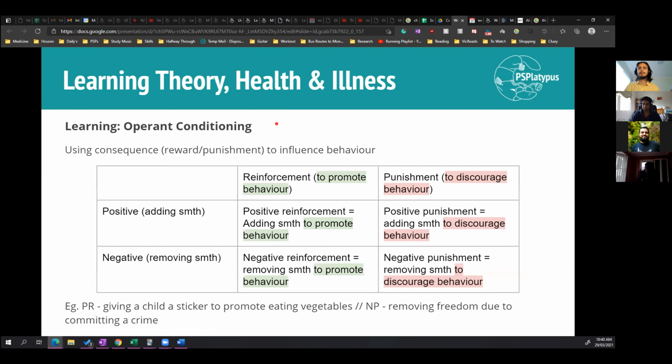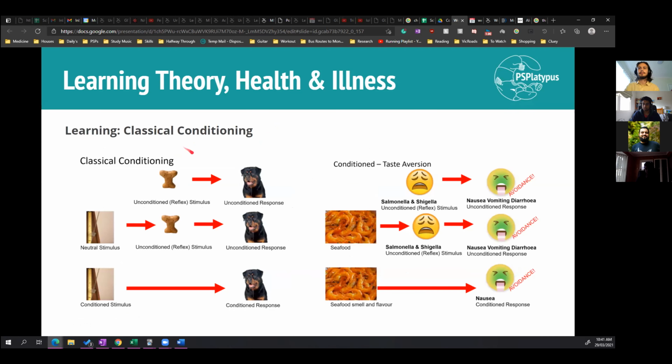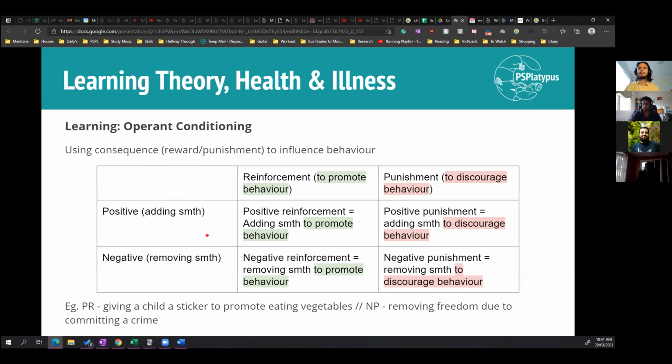The next type is called operant conditioning. Something to know before we go on: classical conditioning occurs before the response, in response to a conditioned stimulus. But in operant conditioning, you use the consequence of the response to influence future behavior. So operant conditioning occurs after the response. It is when you provide positive reinforcement, negative reinforcement, positive punishment or negative punishment.